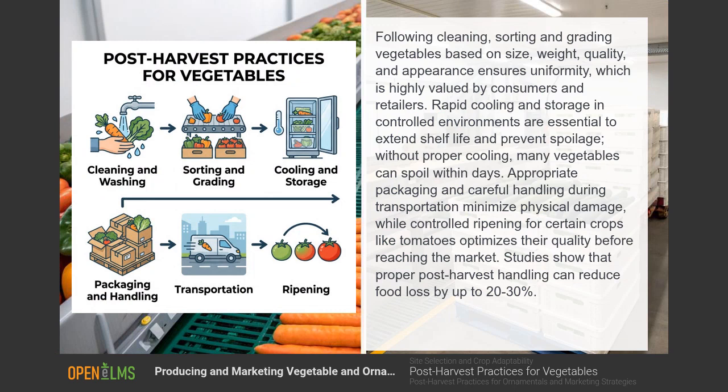Following cleaning, sorting, and grading vegetables based on size, weight, quality, and appearance ensures uniformity, which is highly valued by consumers and retailers. Rapid cooling and storage in controlled environments are essential to extend shelf life and prevent spoilage. Without proper cooling, many vegetables can spoil within days. Appropriate packaging and careful handling during transportation minimize physical damage, while controlled ripening for certain crops like tomatoes optimizes their quality before reaching the market. Studies show that proper post-harvest handling can reduce food loss by up to 20 to 30%.